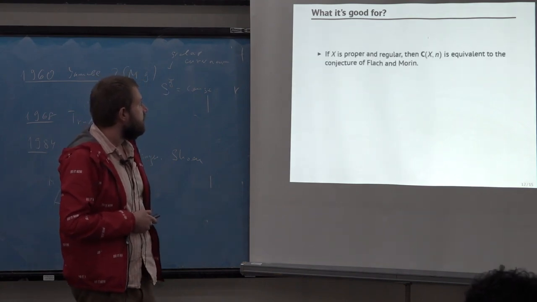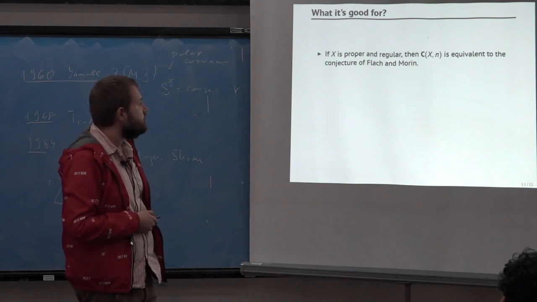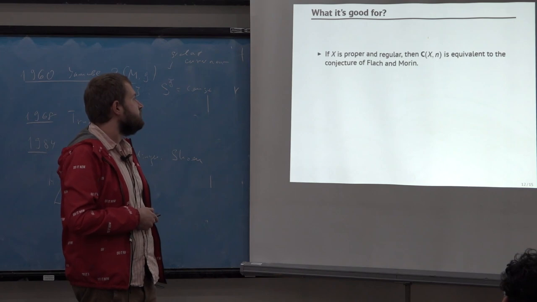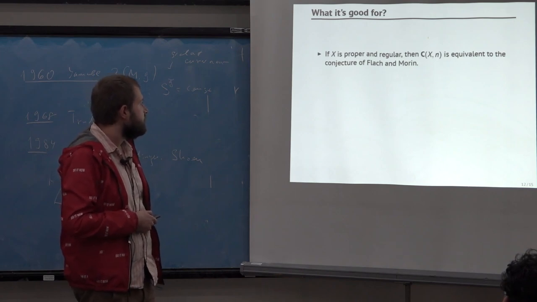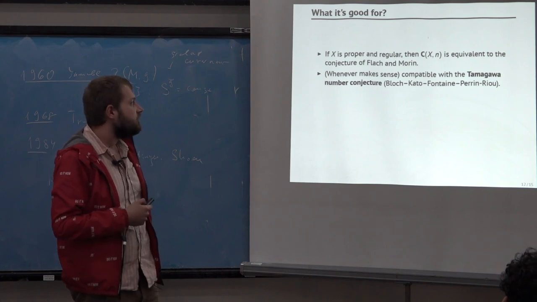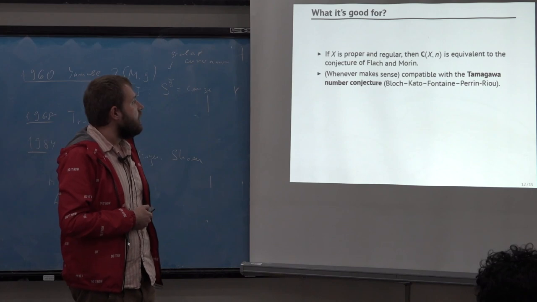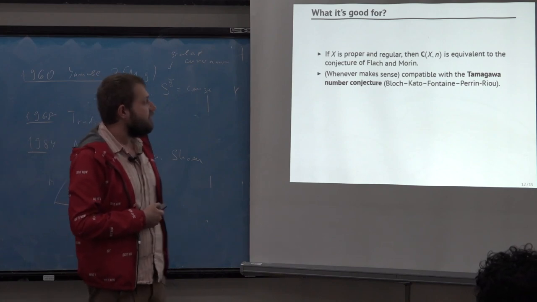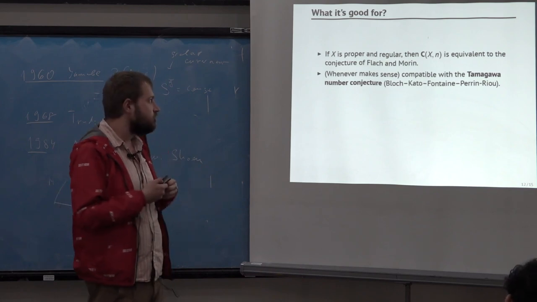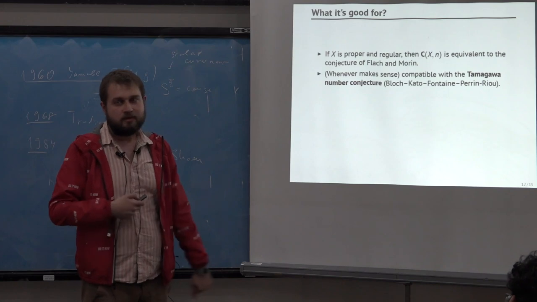Well, first, this is a generalization of the conjecture that was formulated by Flach and Morin for the case when X is proper and regular. And then there is also the Tamagawa number conjecture formulated by Bloch, Kato, then Fontaine and Perrin-Riou. And this Tamagawa number conjecture is about slightly different objects, but whenever it makes sense to compare our conjecture with that one, they turn out to be compatible. No?